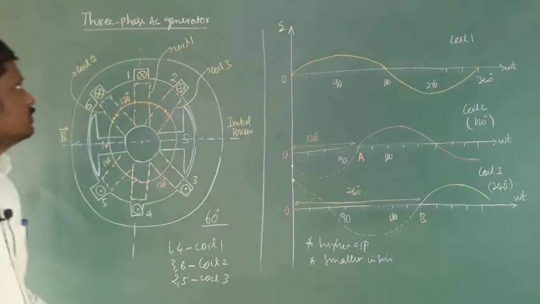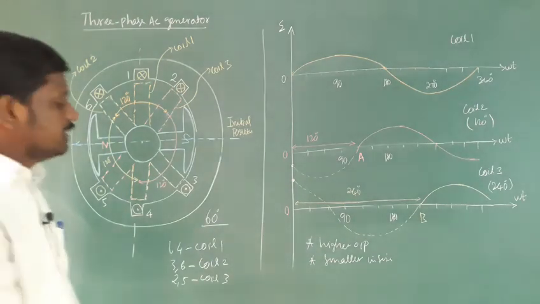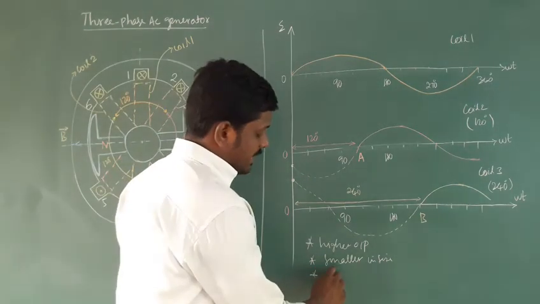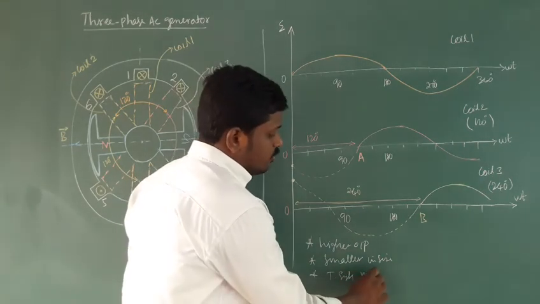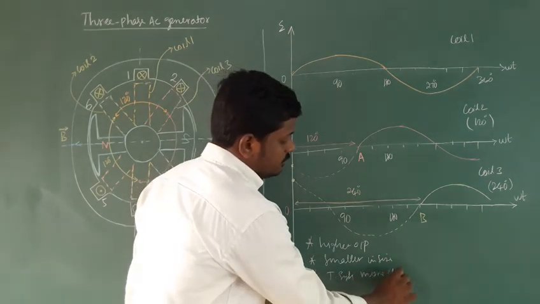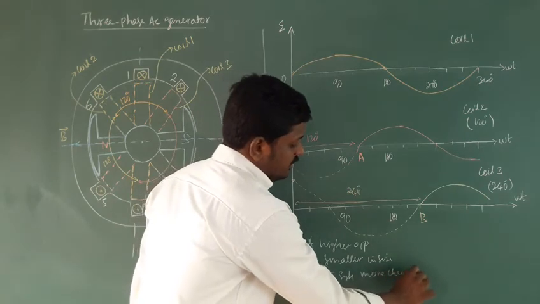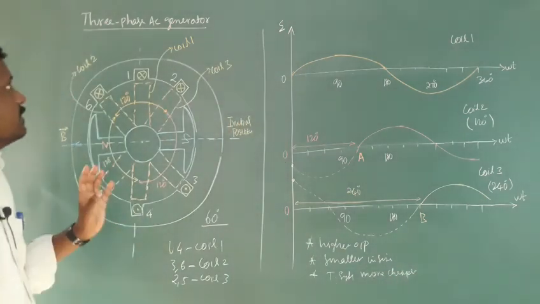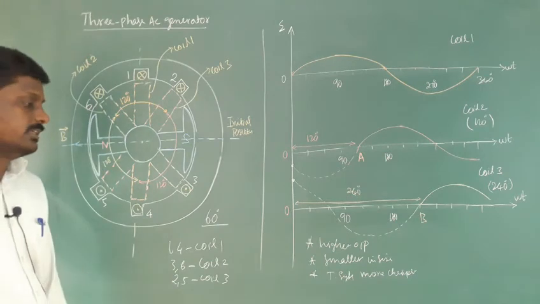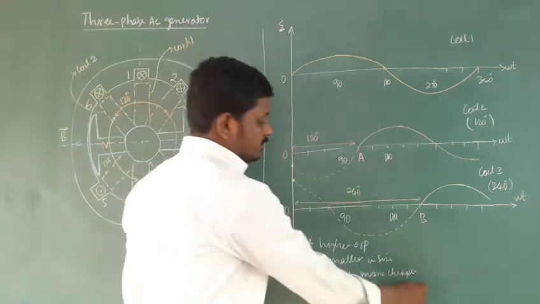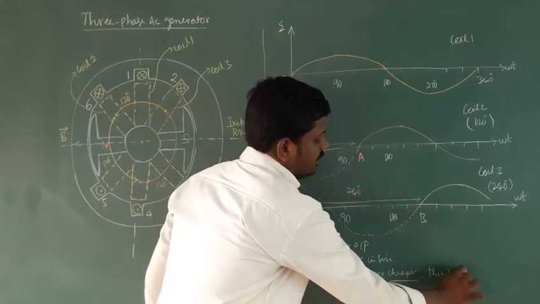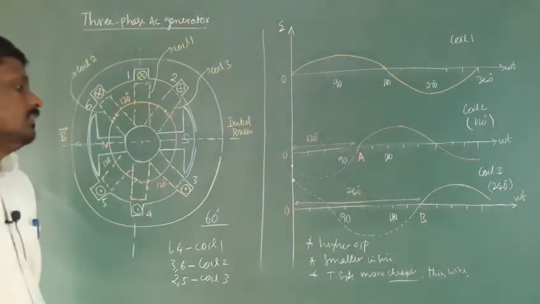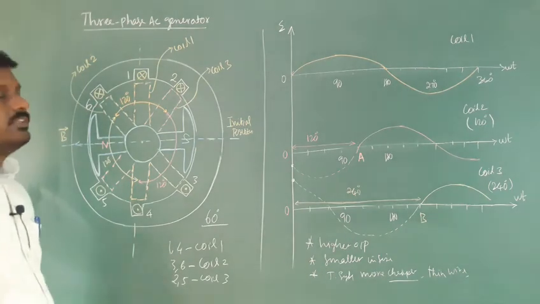Third, in the transmission system, three-phase is cheaper compared to single phase. There is a need for only very thin wires for the transmission. These three are the advantages of the three-phase AC generator.